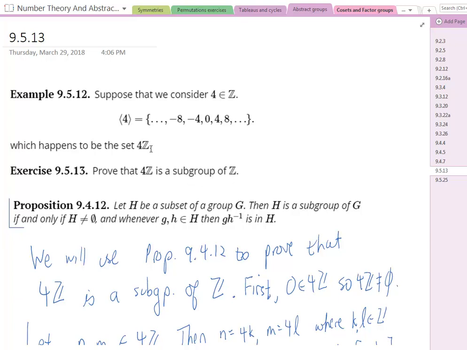Now 4Z is the same thing as the cyclic group generated by 4. As you can see here, it's all the multiples of 4. And we want to show this is a subgroup of Z.